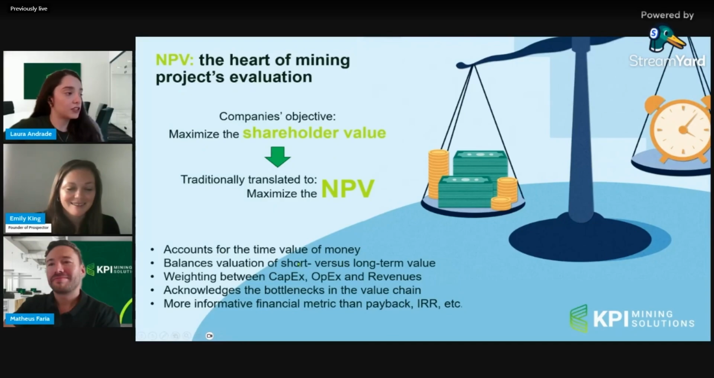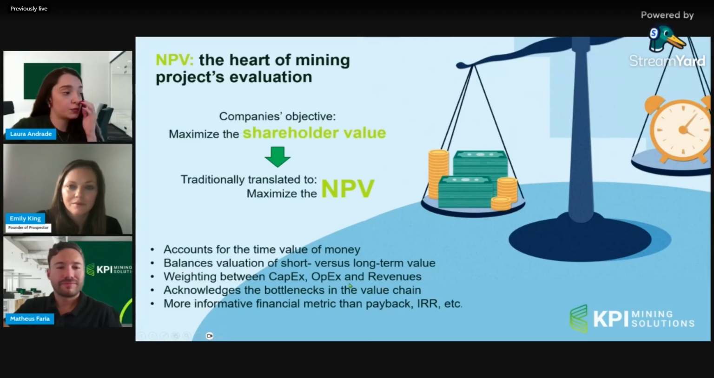Some points that we can mention again. NPV will account for time value of money, and that's very important because we're dealing with mining projects. It's not going to be 1 or 2 years. It's going to be 10, 20, even more periods. And that's very important to account for time value of money. By having that, we can balance short-term versus long-term. We can understand how it will look in earlier periods versus in the long term. We can also include a weighting between CAPEX, OPEX, and the revenues, all of that in our NPV evaluation.